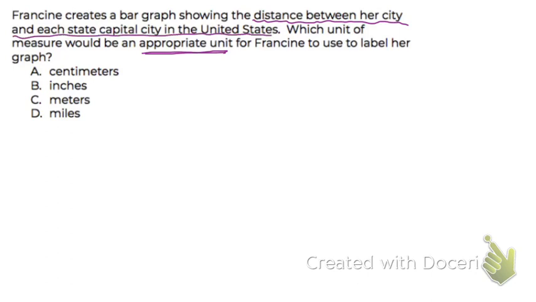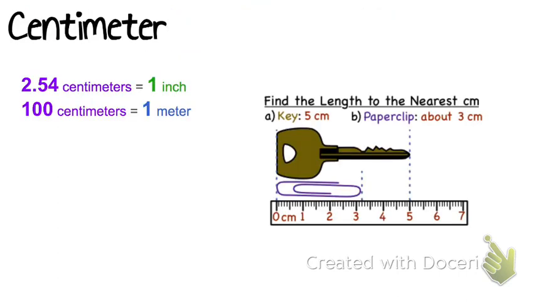So let's just go over each of these measures quickly to remind you when they are used. So first, centimeters. Centimeters are used to measure very small things, like a paperclip or a key. They're smaller than an inch. There's like 2.5 centimeters in an inch, and there's 100 centimeters in 1 meter.